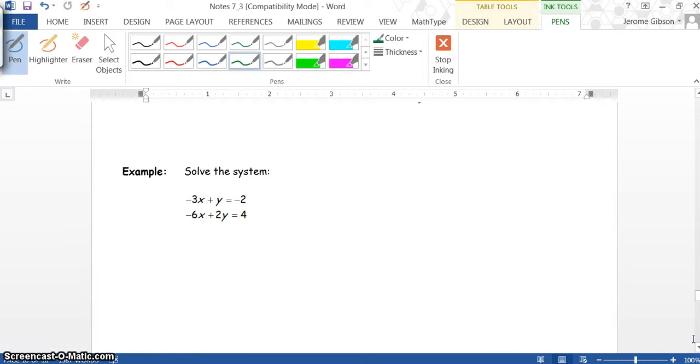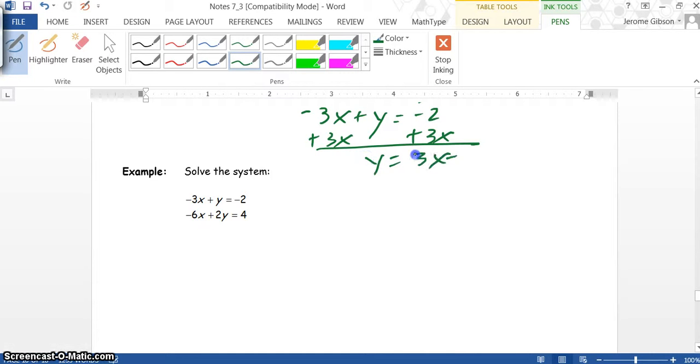Now we come here. This time I'm going to use the substitution method just to switch it up a little bit. So I'm going to use this top equation. I'm going to solve for y. So I add 3x to both sides, so y is equal to 3x minus 2. So now we're going to take this answer and substitute it into the second equation.